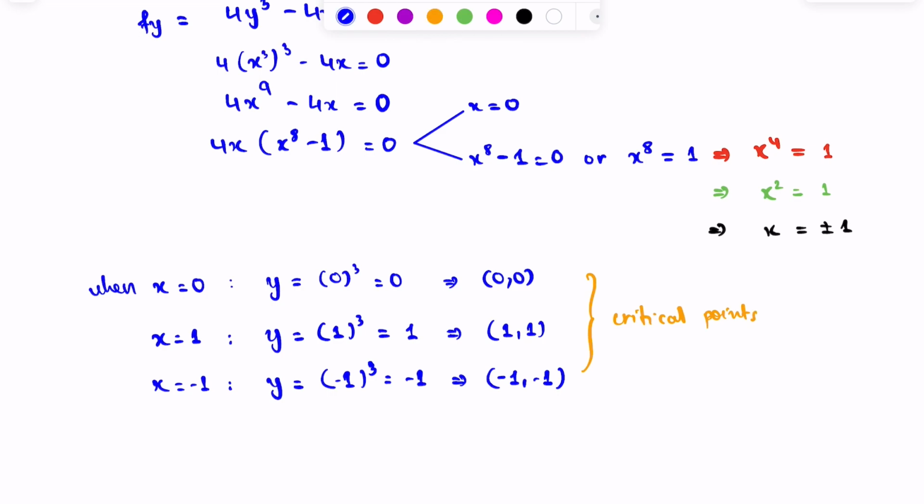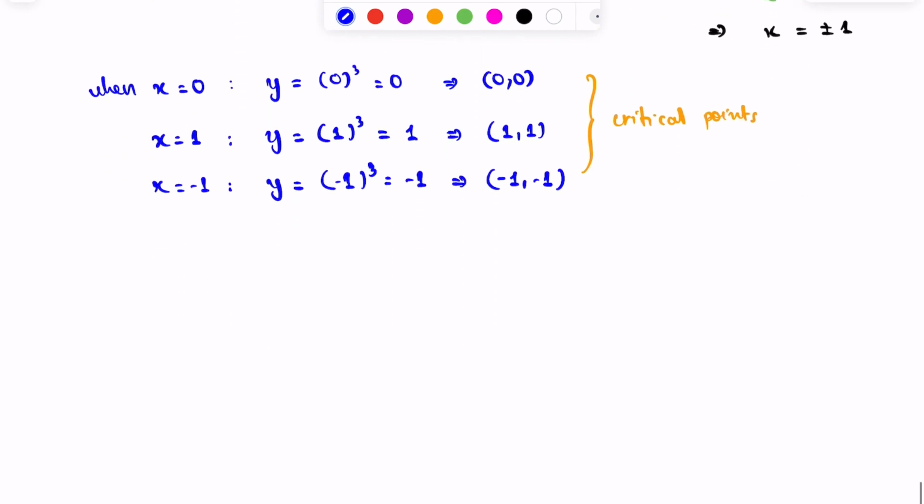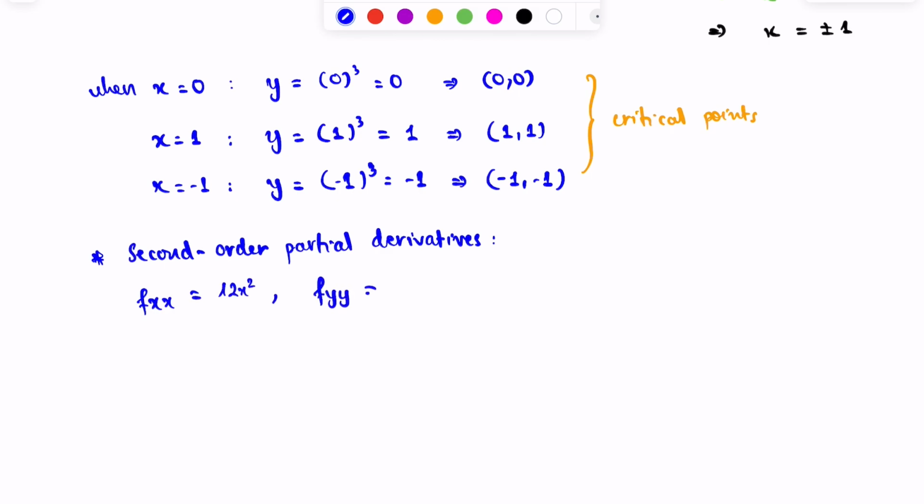Now, following our procedure, the next thing we need to do is to calculate the second order partial derivatives of the function. So that is, we're going to calculate f_xx, and that is going to be equal to 12x squared. f_yy is going to give us 12y squared. And the mixed partial derivative f_xy is going to give you negative 4.